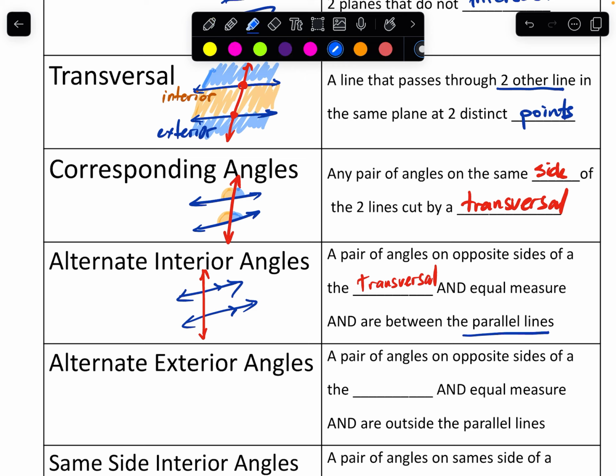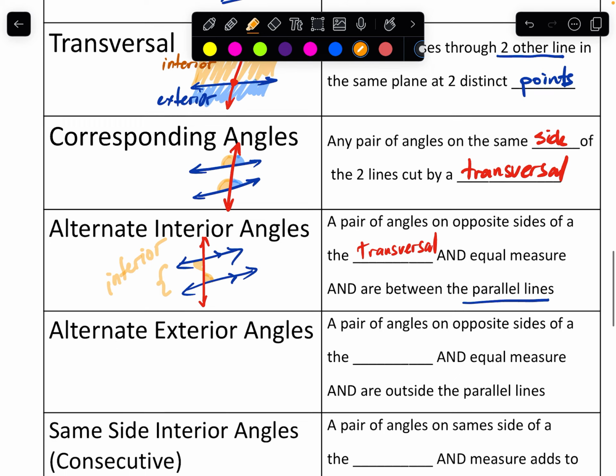So again, let me highlight. They're on opposite sides. So if the red is my transversal, that means one angle is on this side, the other angle is on this side. Okay, so it's on opposite sides of the transversal and are between the parallel lines. Again, this area right here is the interior. So they're alternate interior angles.